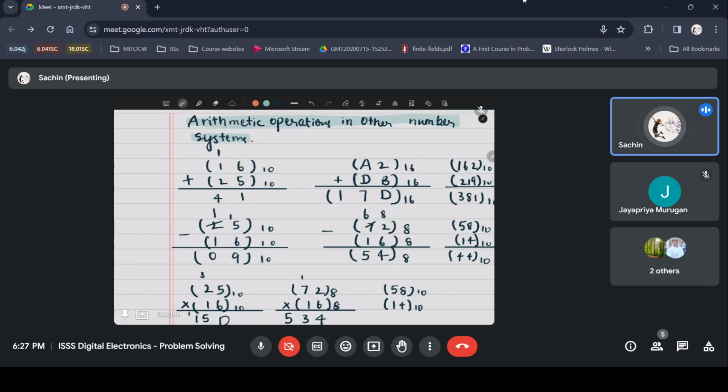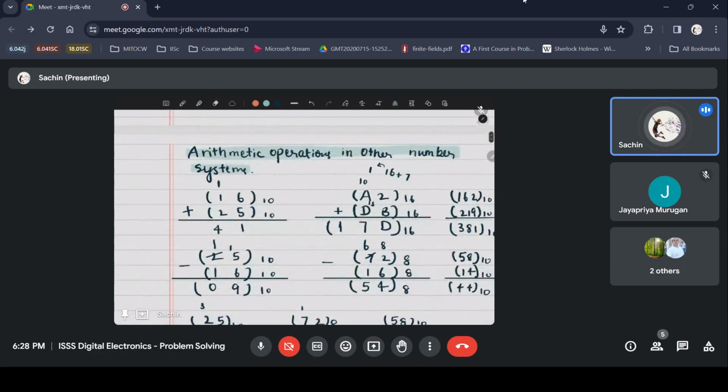A plus D is 10 plus 13. That's 23. But what is 23? You remove a multiple of 16. So you can write 23 as 16 plus 7. And the 16, a group of 16, can be carried over to the next place. So that 16 is carried over as a 1 to the next place, and leftover 7 is written in that 16th place.